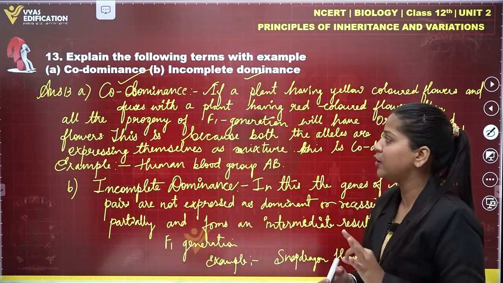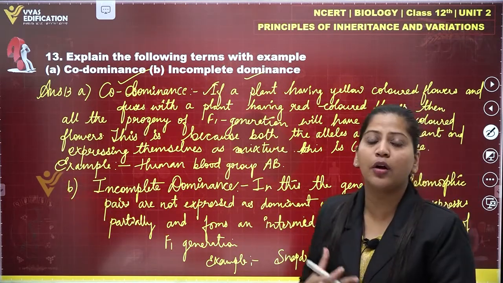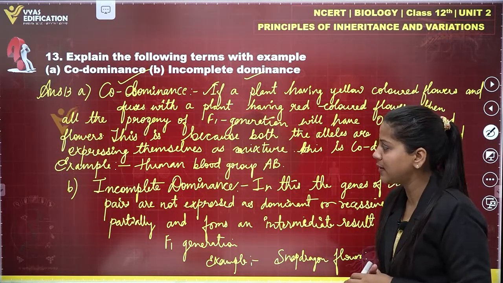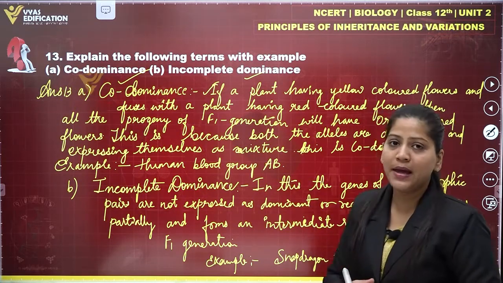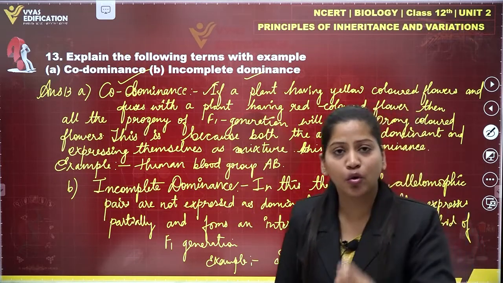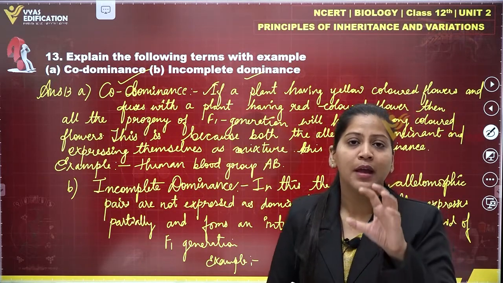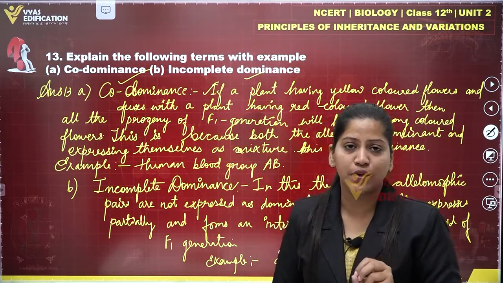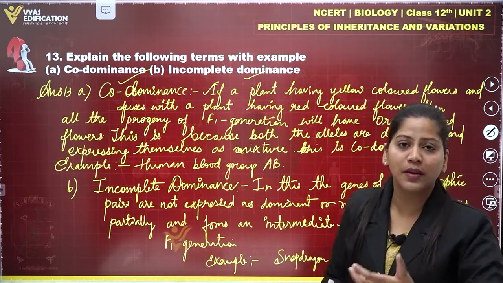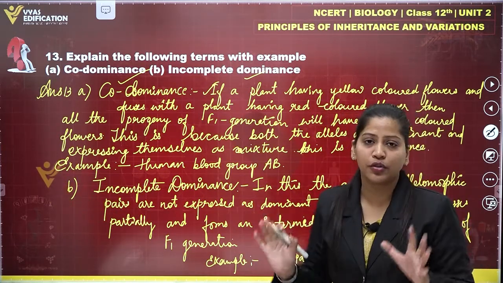So this is the complete solution of question number 13, and this is the basic difference and explanation of the following terms, codominance and incomplete dominance, along with their examples. We have human blood group AB as the example of codominance, and the snapdragon flower, which shows pink colored flowers in the F1 generation, as the example of incomplete dominance, where the intermediate result comes out of their parental genes. So this is the complete solution of question number 13.